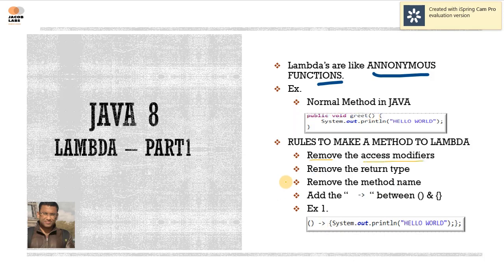So what we have done here is this simple method can be converted to a lambda with a few rules. The rules are, we have to remove the access modifier, the return type, and the method name. And between the method argument and the body of the method, we have to add an arrow symbol, and this will convert your method into a lambda.